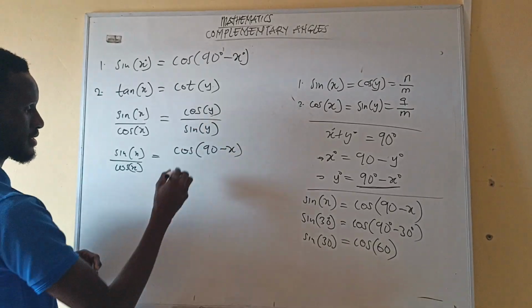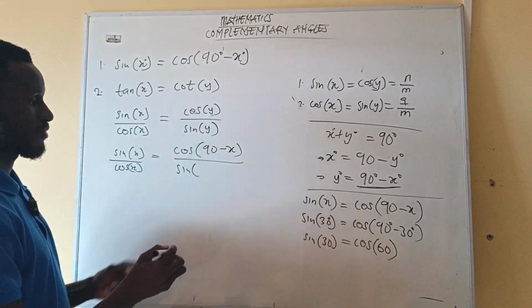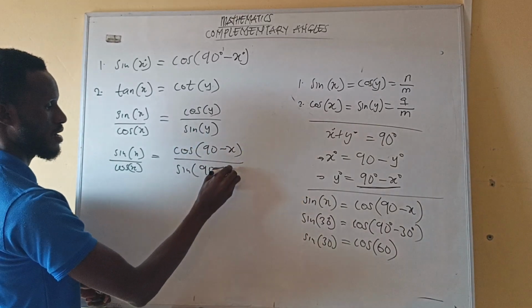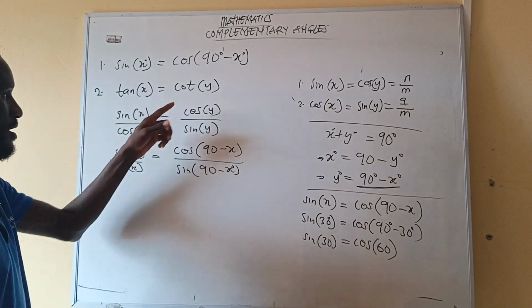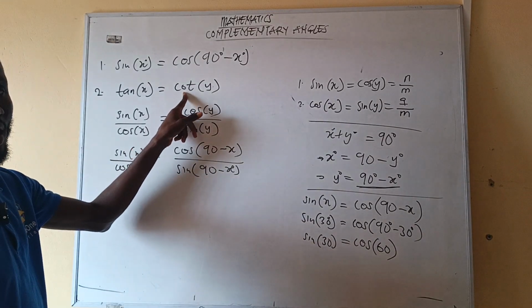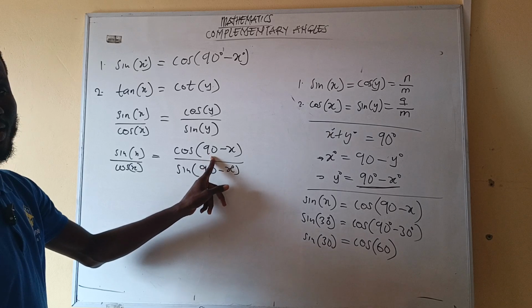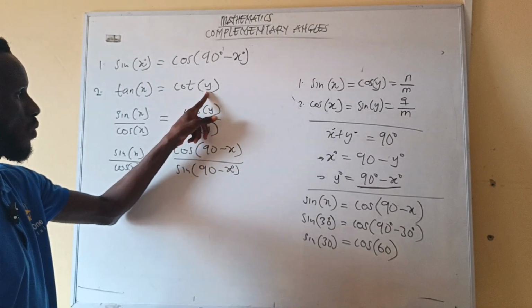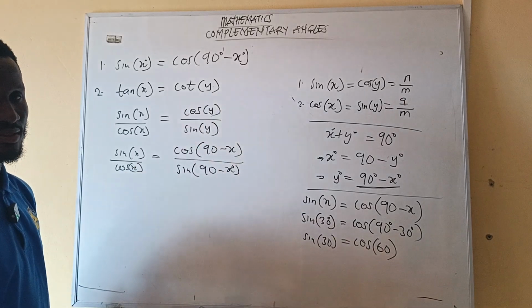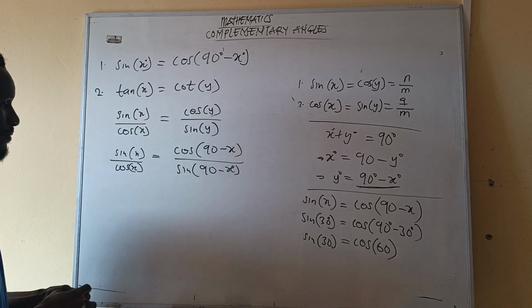Don't forget y is x. Now all divided by sine of what? The y, which is 90 minus x. It means that if I convert this particular cot y in terms of the angle, changing the y, I'm going to get cot y, where y is 90 minus x. You get it? Yes.